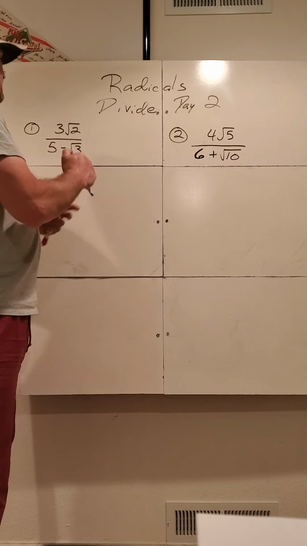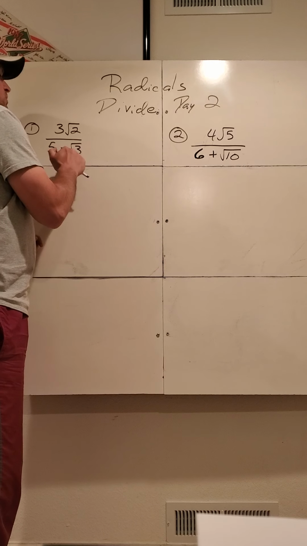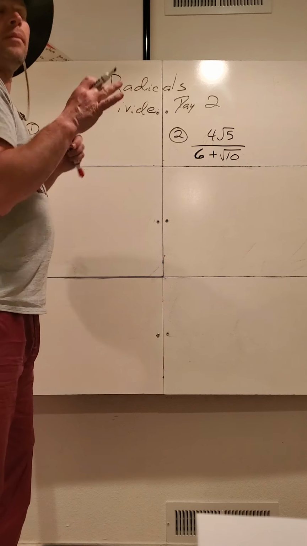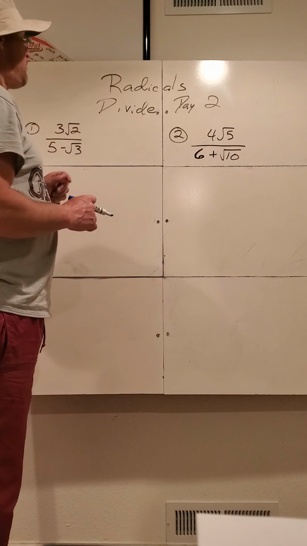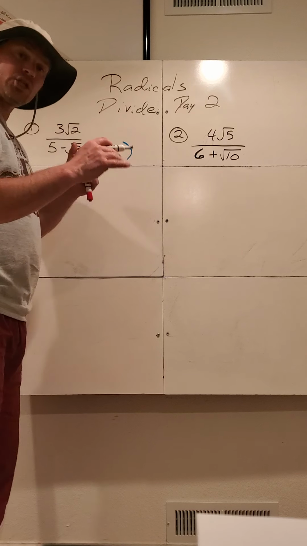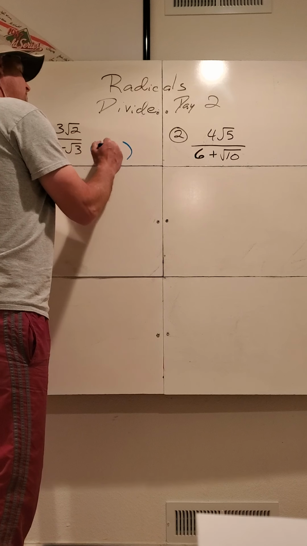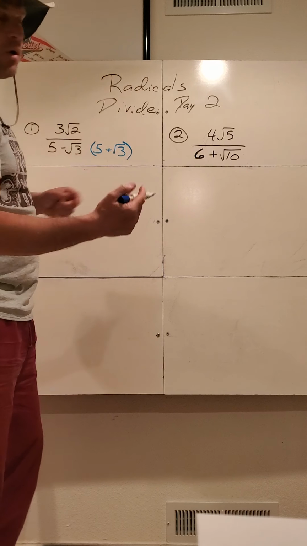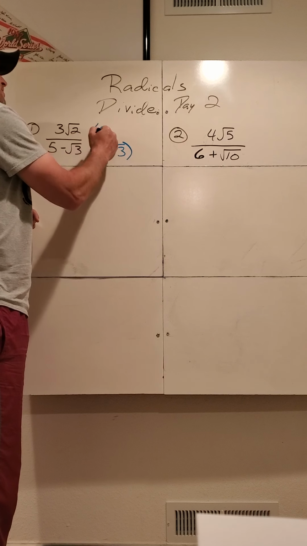So I look here, I've got 5 minus the square root of 3. What is the conjugate of that? If you remember correctly, I take the same numbers, change the sign in there, so that is 5 plus the square root of 3. Then I take that and I multiply that on the top and the bottom.